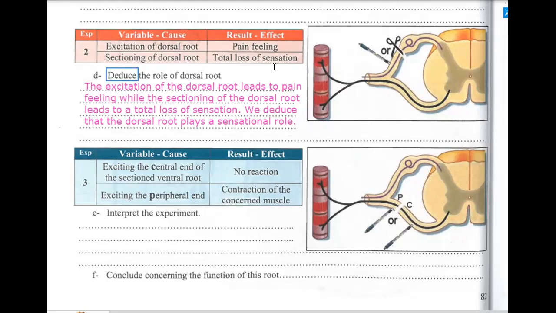This is experiment 2. So in experiment 1 we saw that the ventral root plays a role in controlling the muscles, but the dorsal root has a sensational role. Now experiment 3: we sectioned the ventral root, which was controlling the muscle. If we excite the central end, from here, no reaction, the muscle does not contract, and the message does not go this way.